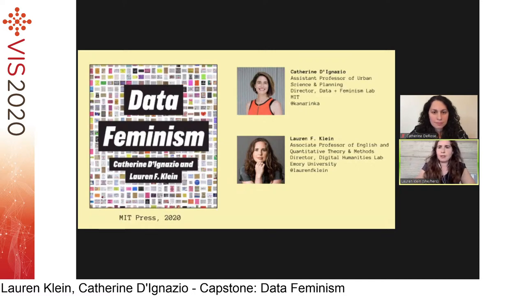The picture of the book is what you see on the left, and also I should have put a link in here, but it's now available open access. So if you Google Data Feminism, MIT Press open access or whatever, you should be able to find an open access version of the book. It's not as pretty as the print book, which we tried to make a nice object, but all of the same contents are there.